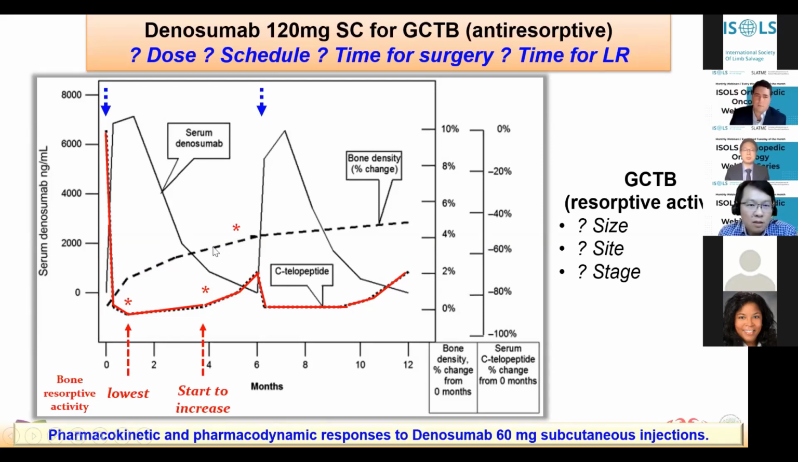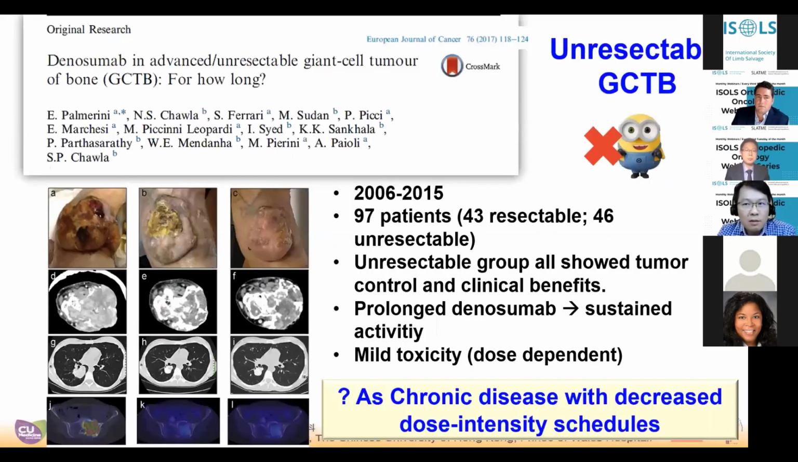And if you want a resection with a calcified rim, for an E0 resection, it's probably within 6 months, because you see that the bone mineral density after 1 dose of denosumab is increasing. And after 3 months, you should see the resorptive activities increase again. That means that the tumor will recur. So with that, for unresectable tumors, can we treat it as a chronic disease with decreased dose intensity schedules?